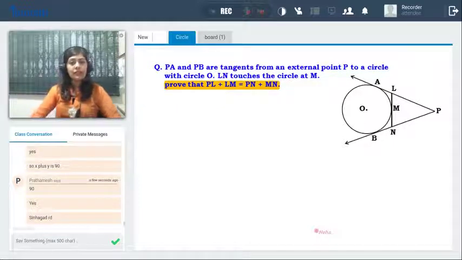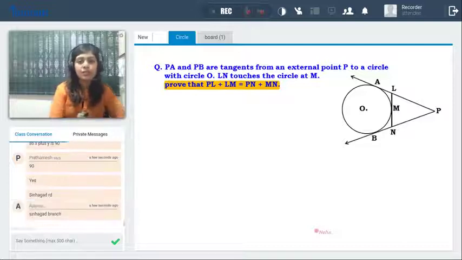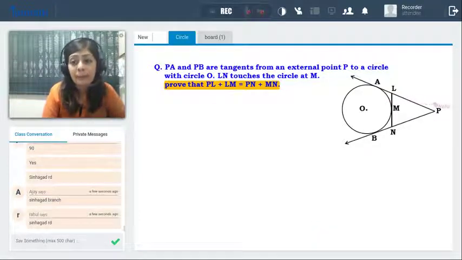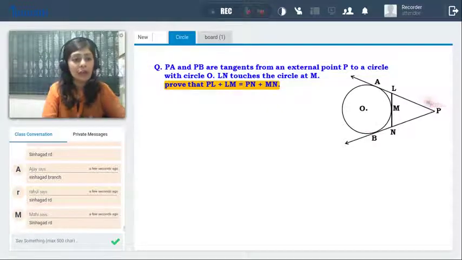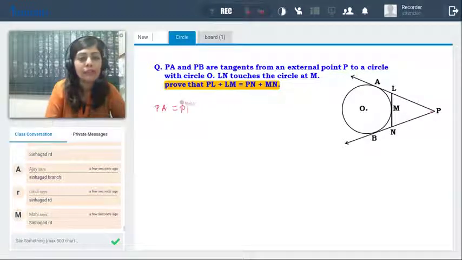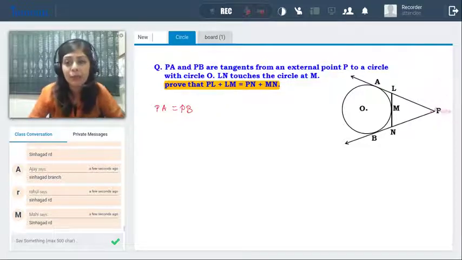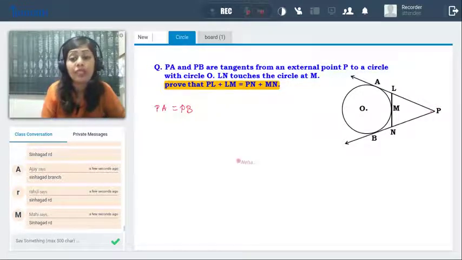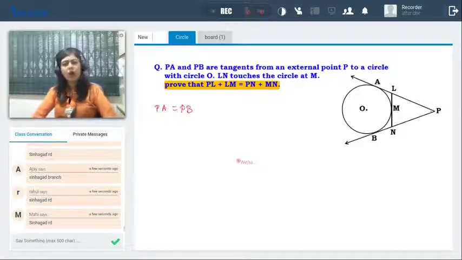Another beautiful sum. PA and PB are tangents from an external point P to a circle. Students, pay attention. PA and PB are tangents from one external point to a circle. So quickly, students, the first thing we understand is PA equal to PB. Now this is nothing new for us. P is an external point, PA and PB are two tangents from that external point, so PA equal to PB. This is all that we know from the given information.